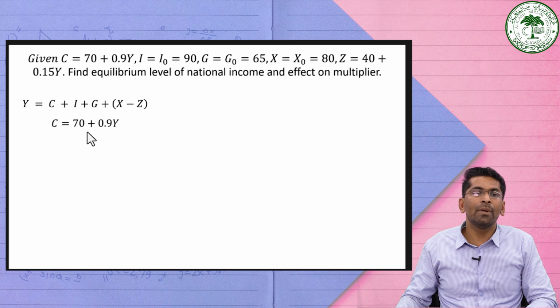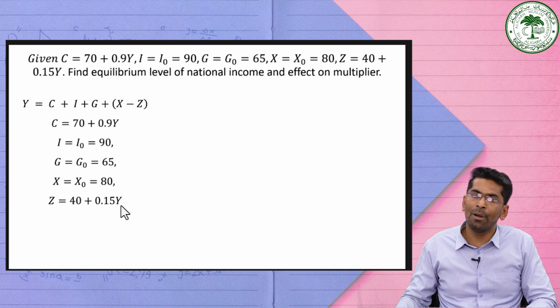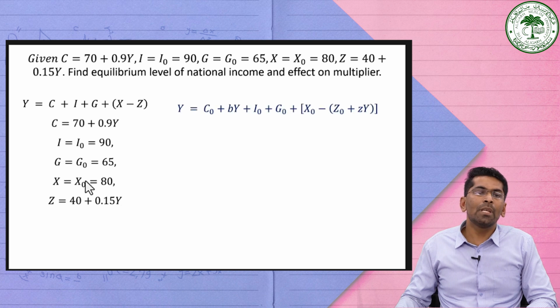Consumption function which is given, 70 + 0.9Y, investment is equal to 90, government expenditure is equal to 65, export is equal to 80, import is equal to 40 + 0.15Y. So here the import is also the function of level of income. Now we are going to substitute all these values into this particular equation.